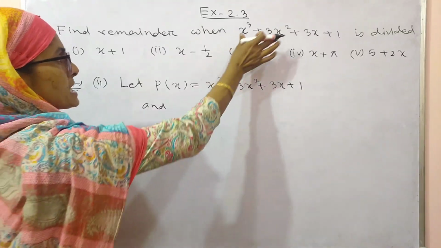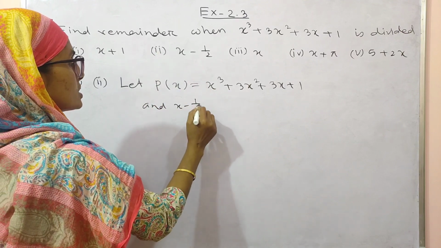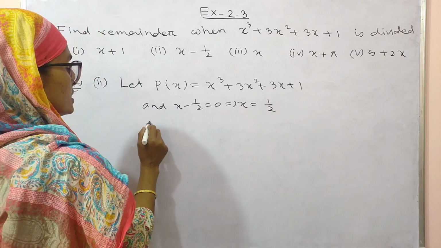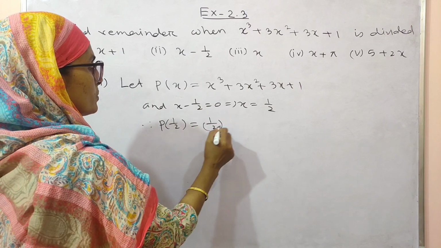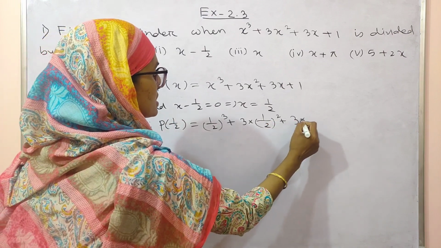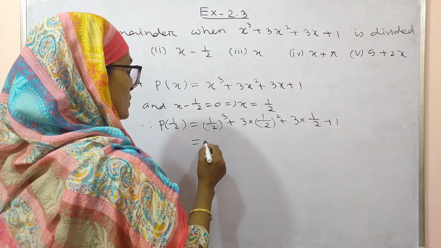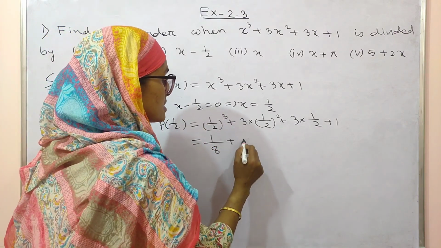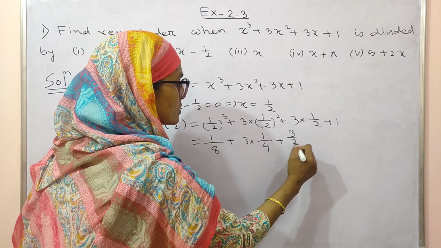Next, number 2, let p(x) equal to this, I have already written. And x minus 1 by 2 equal to 0. So you will get x equal to 1 by 2. Therefore, p of 1 by 2 equals 1 by 2 cube plus 3 into 1 by 2 square plus 3 into 1 by 2 plus 1. So 1 by 2 cube means 1 by 8, plus 3 into 1 square means 1, 2 square means 4, plus 3 by 2 plus 1.